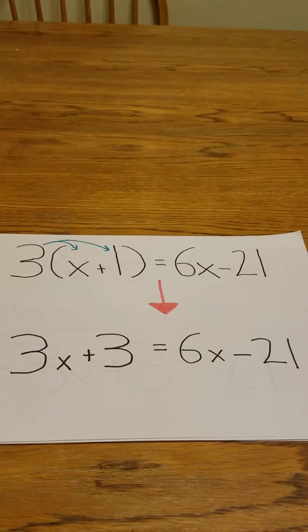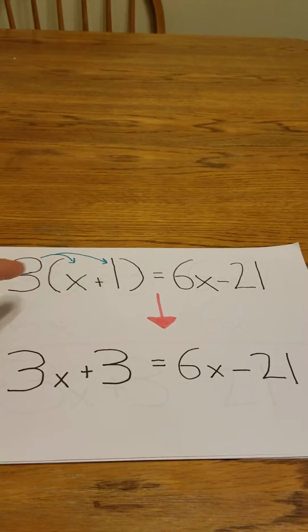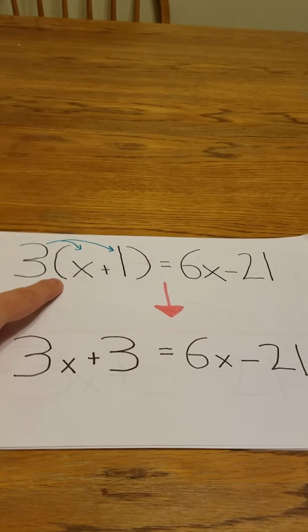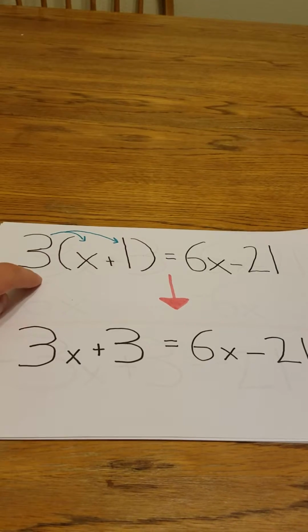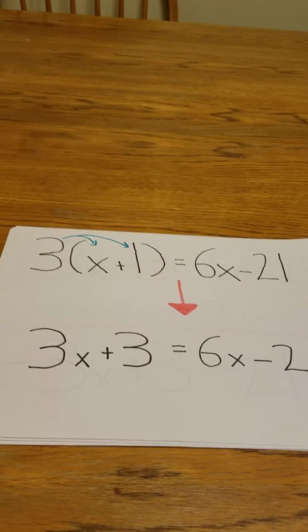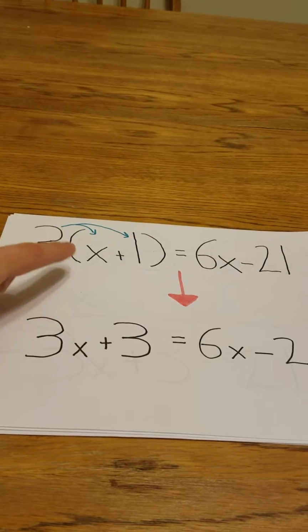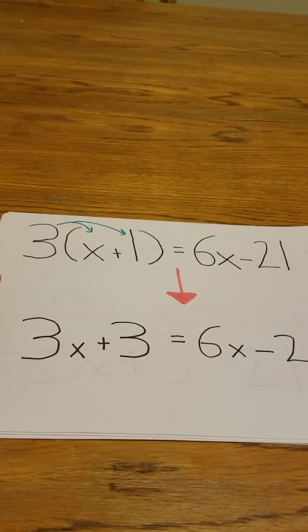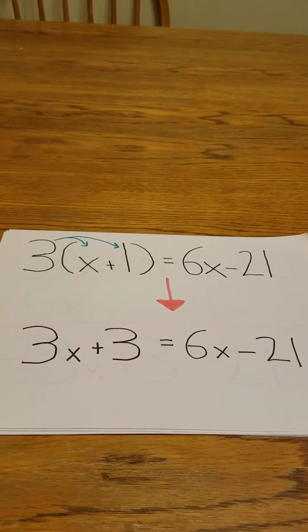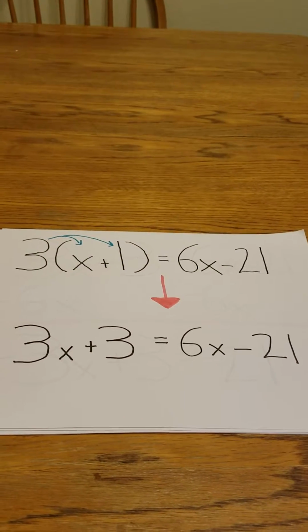The first thing you're going to want to do in any equation is deal with any parentheses. This 3 is being multiplied onto this x plus 1. So I'm going to want to distribute this 3 onto the x and onto the 1. That means I'm going to want to multiply. 3 times x is going to give me 3x, and 3 times 1 is going to give me 3. Since I have nothing else to distribute on either side of the equation, I'm ready to move on.